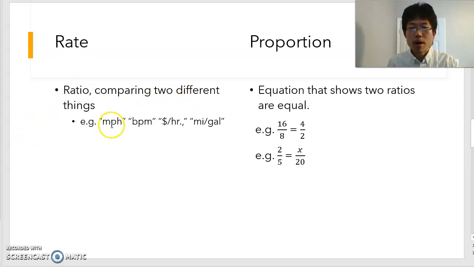So, for example, miles per hour, beats per minute, dollars per hour, miles per gallon. So miles per hour: miles is a distance, hour is a time. Beats per minute: beats is a beat, and minutes is a time. Dollars per hour: dollar is money, and the hour is a time. Miles is the distance, and then gallon is the amount of liquid.